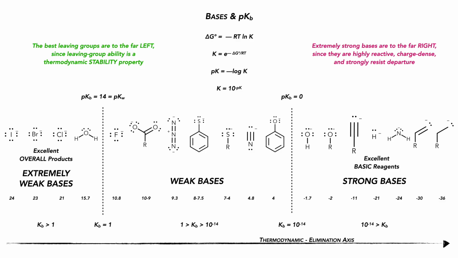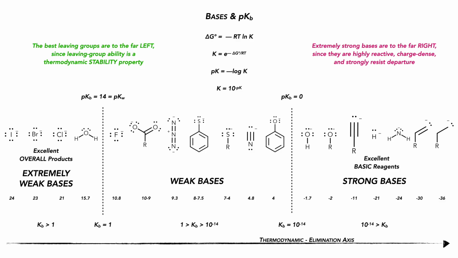Leaving groups are excellent when the anion they form is stable. That's why iodide, bromide, chloride, and resonance stabilized anions dominate the left side of this axis. They are extremely weak bases. Their very weakness is what makes them so good at leaving. As we move rightward, we encounter increasingly strong bases, charge dense, unstable, and unwilling to depart.